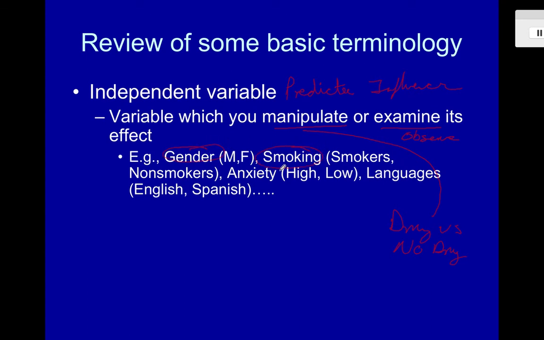Let's say, for instance, we have individuals who come in and we want to monitor their anxiety levels, or even, for instance, what languages they speak. So here, I'm not in control of your gender. I can't say to one of my students, let's say Alex walks in, and I can't say to Alex, well, guess what, Alex?